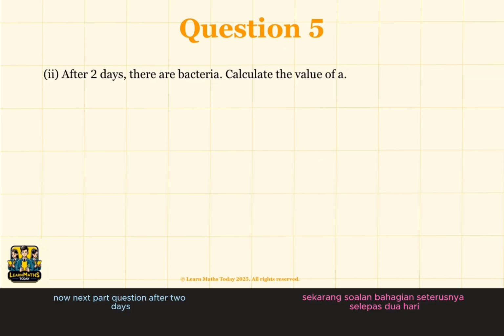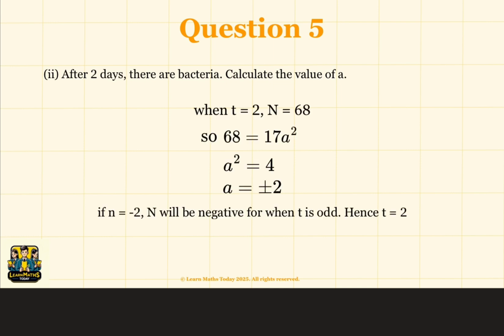Now, next part of the question. After 2 days, there are bacteria. And they want you to calculate the value of A. So I think the question is supposed to say there are 68 bacteria. Okay, 68 units, I guess.